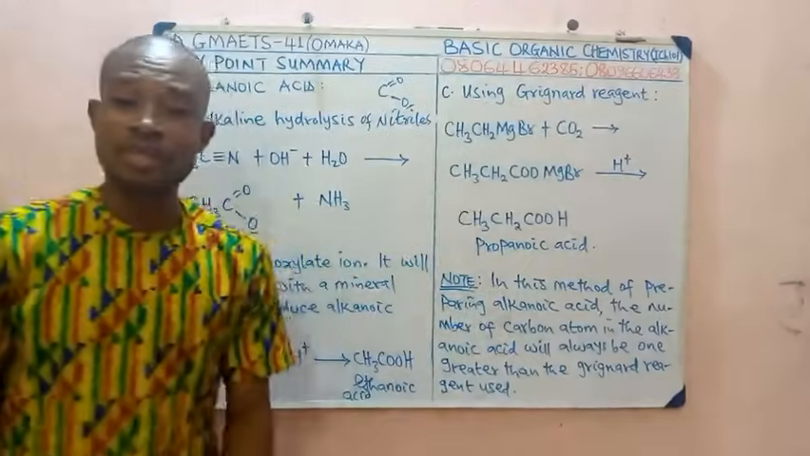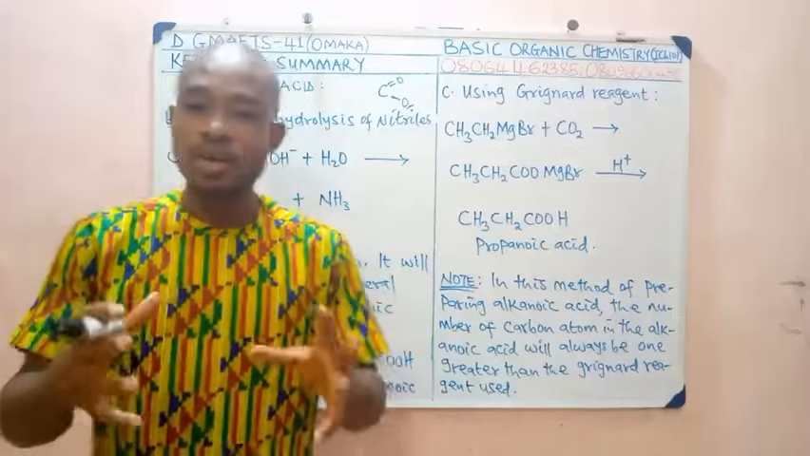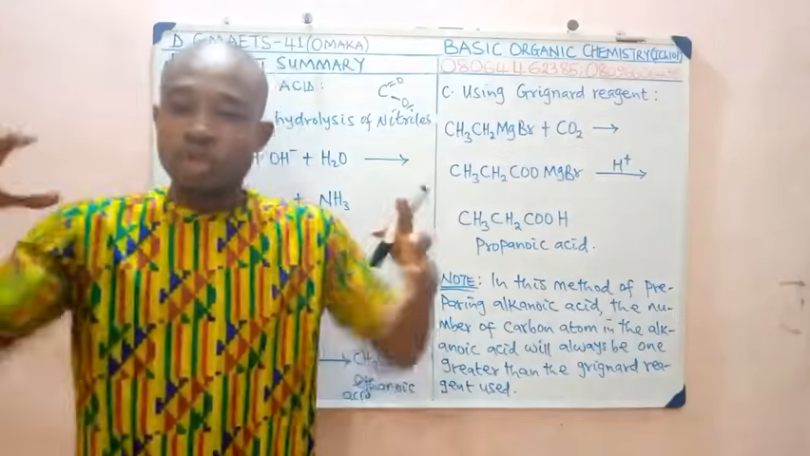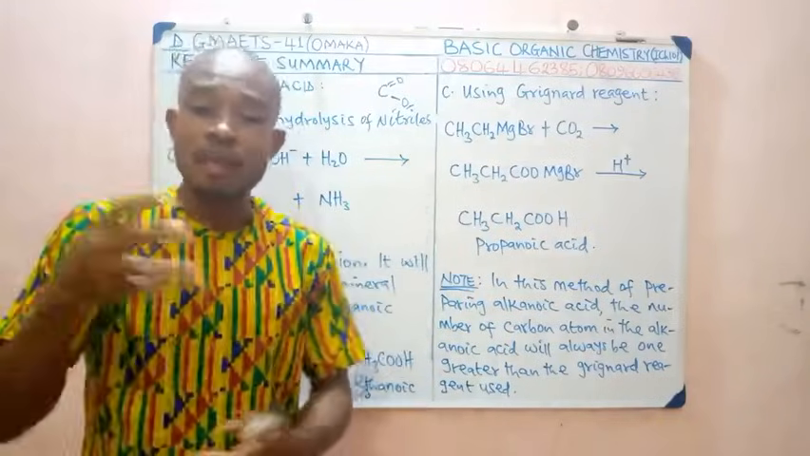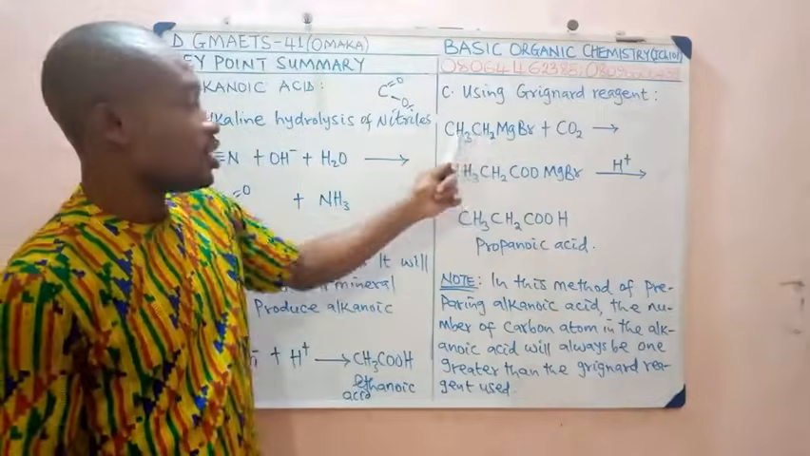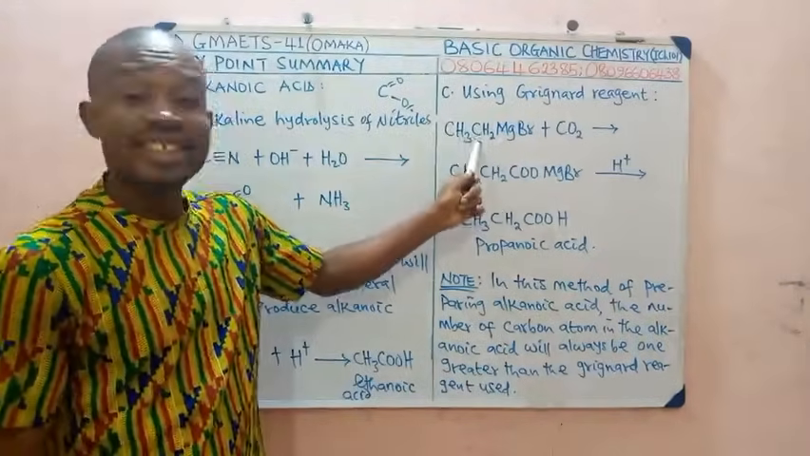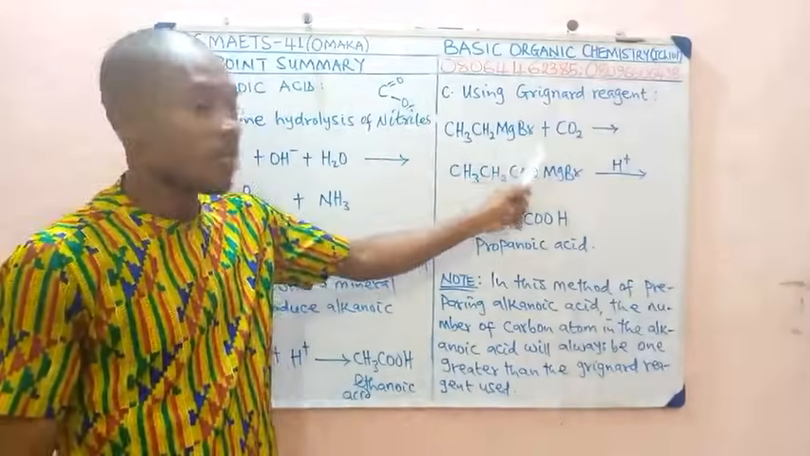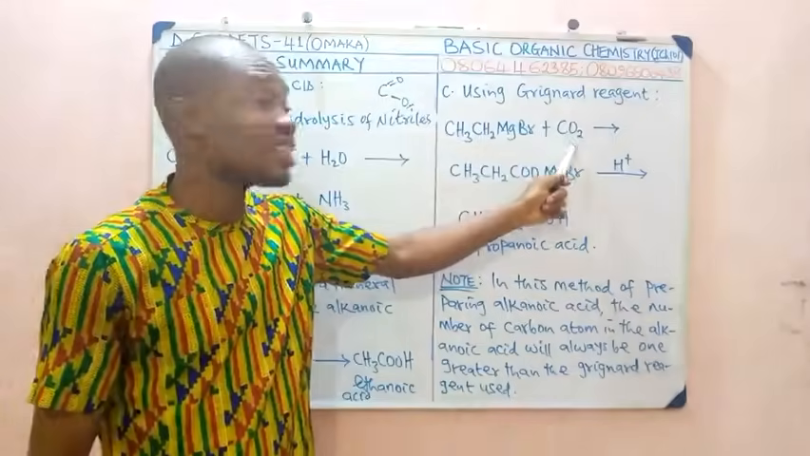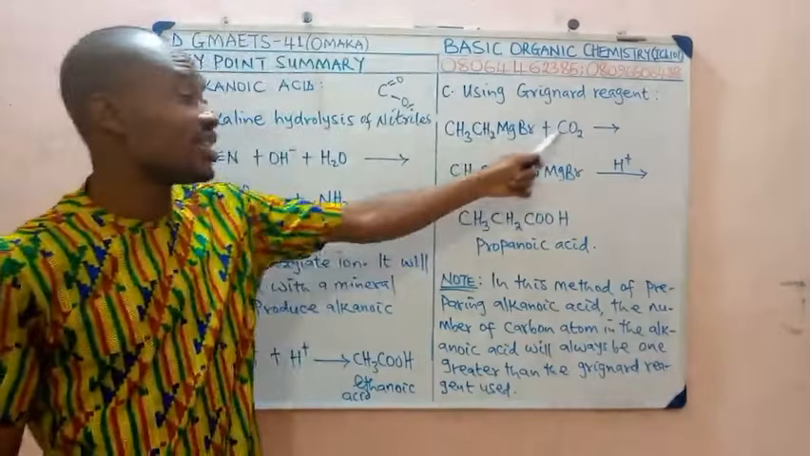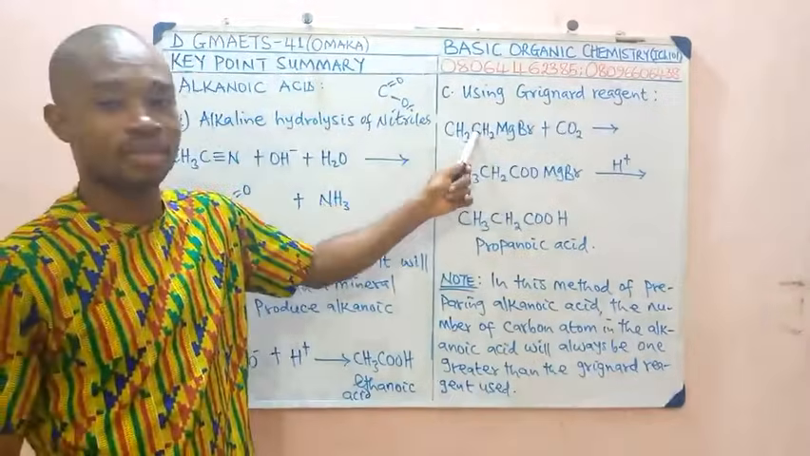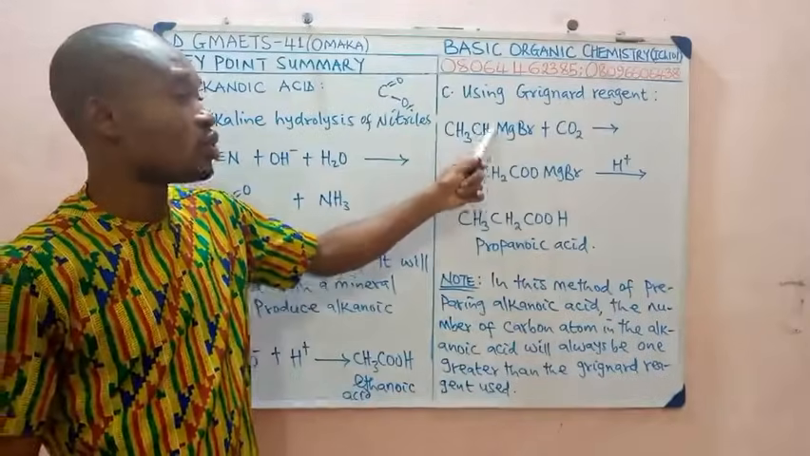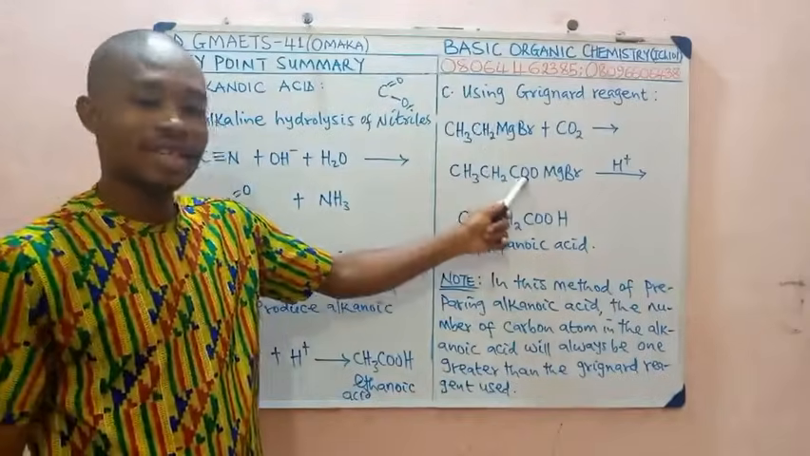Quickly, the last method, that is using Grignard reagent. Simply react Grignard reagent with carbon dioxide. That reaction is like a trapping. Carbon dioxide will be trapped in the Grignard reagent. You can see that this is ethyl Grignard reagent, ethyl magnesium bromide. Alright? So when you react it with carbon dioxide, this carbon dioxide will be trapped in it. This carbon will attach itself to this carbon. Are you following? So you get CH3, CH2, COO. Are you seeing it right?